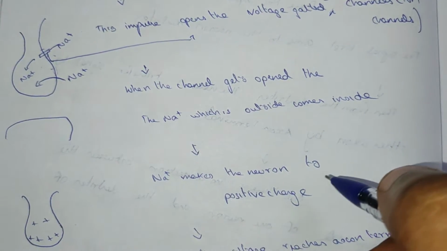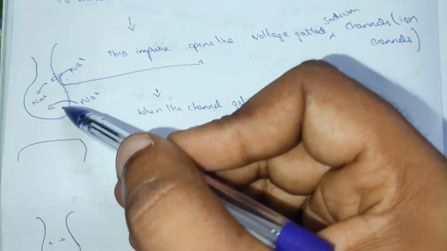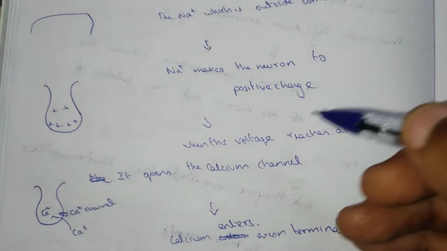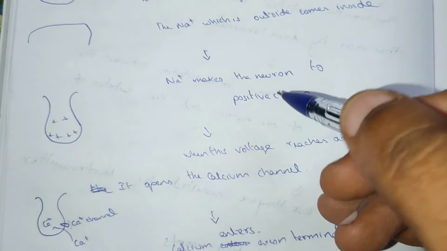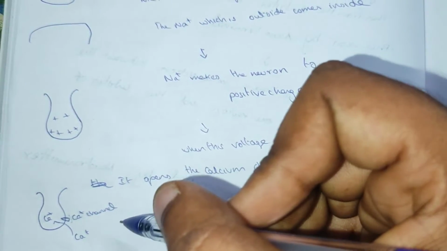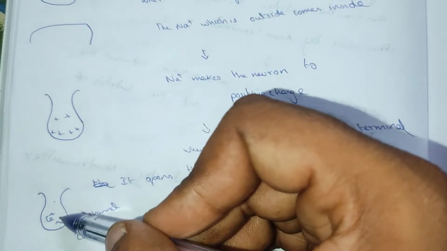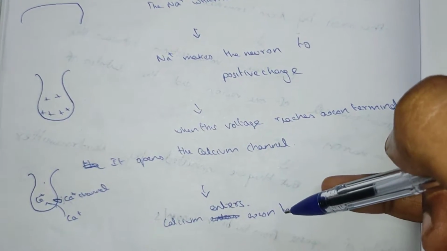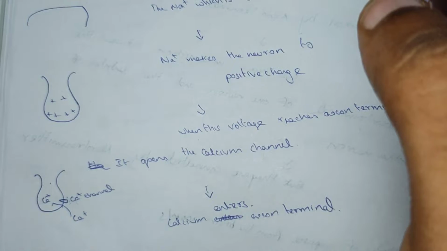This sodium makes the neuron more positively charged. Due to the more entry of sodium inside the axon terminal, the axon terminal becomes more positively charged. So when this voltage reaches the axon terminal, it opens the calcium channel, which is also present in the axon terminal. Due to the more positive charge, this calcium channel gets opened so that the calcium enters into the axon terminal. Until here we will stop.